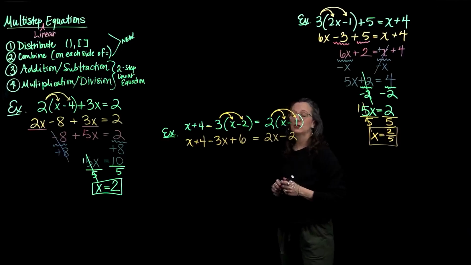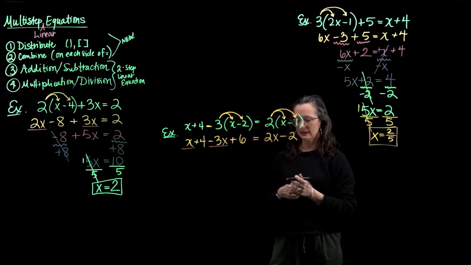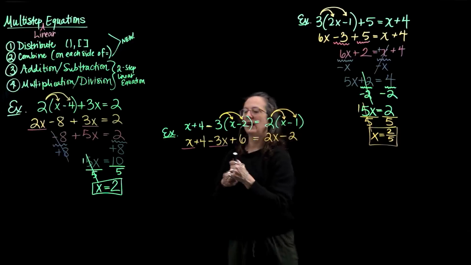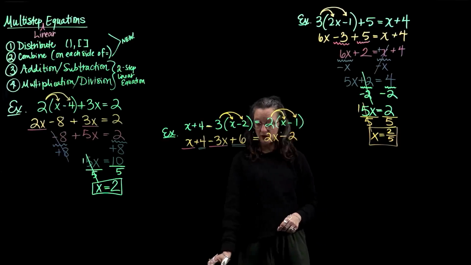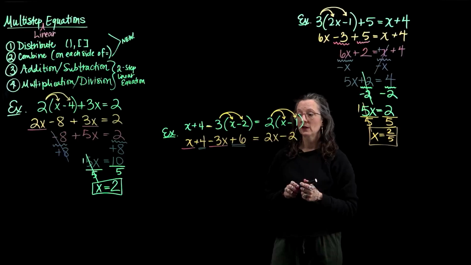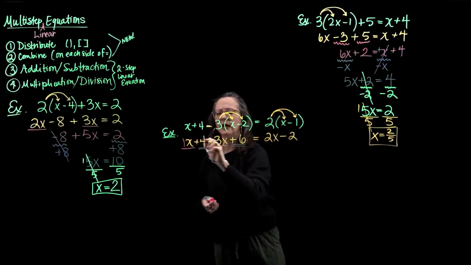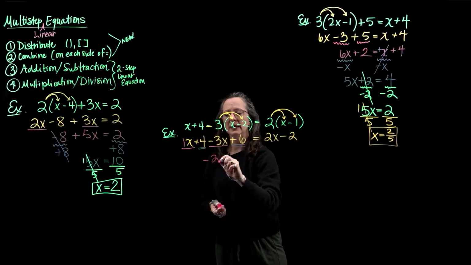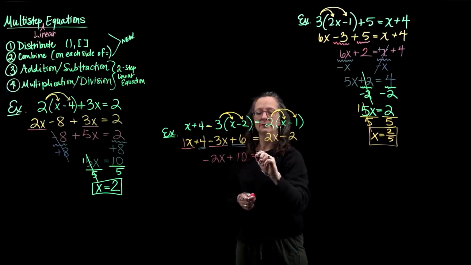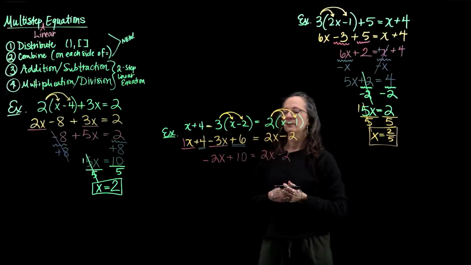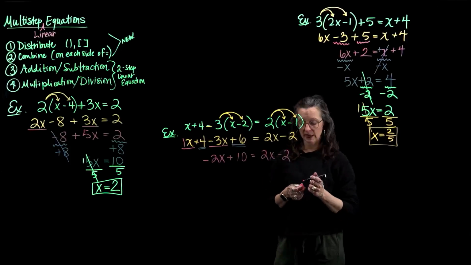All right, let's look for like terms. On the left-hand side, I have an x and a minus 3x. And I also have a positive 4 and a positive 6. I'm going to combine all of those in one step. So my x minus 3x, remember this is a 1x minus 3x, would be minus 2x. Plus 4 and plus 6 makes plus 10. So when I rewrite the equation, I have minus 2x plus 10 equals 2x minus 2.